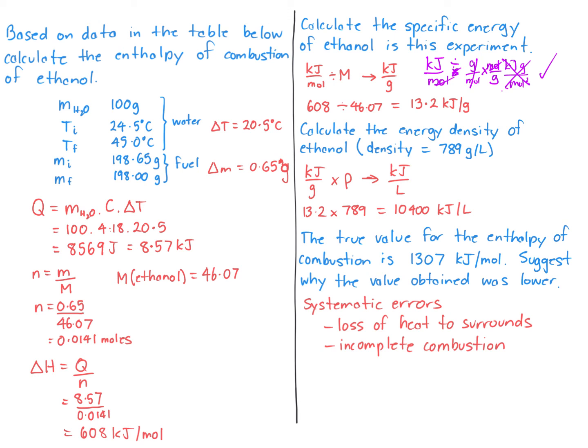The other thing you might notice is that you get some soot forming in this experiment. That soot forming is indicating incomplete combustion. Incomplete combustion, which releases soot, will not release as much energy as complete combustion, which releases carbon dioxide and water. So that would be another source of systematic error, which is why you wouldn't get the true value.